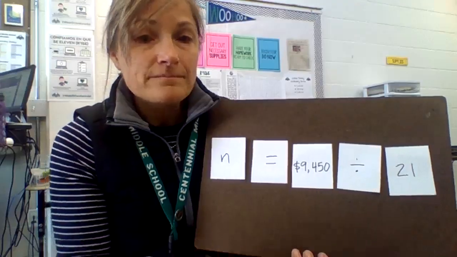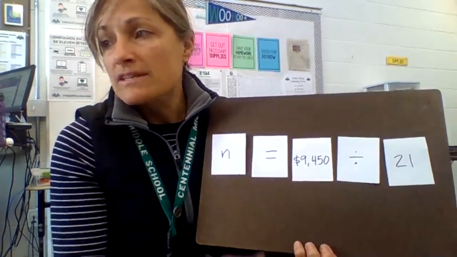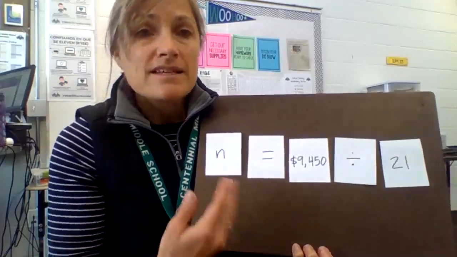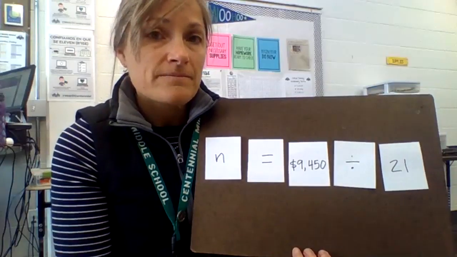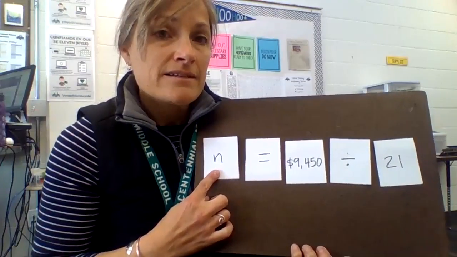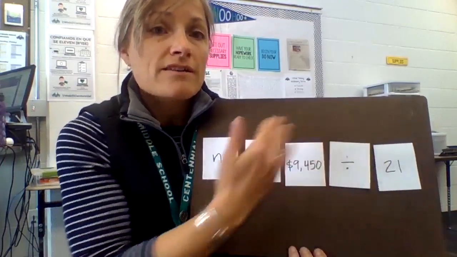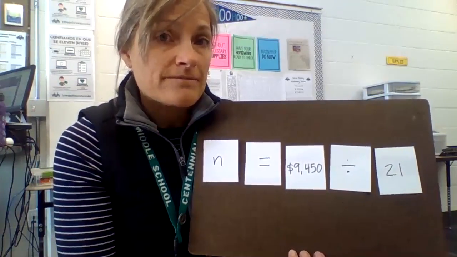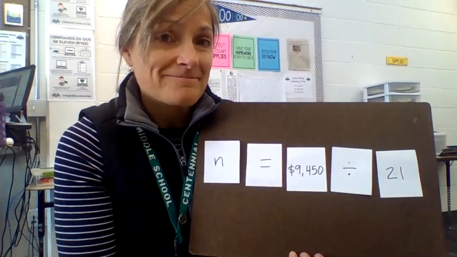Now the last one says solve the equation. Explain how you found your answer. Then it says how can you check your answer. So how can we use what we got for n to then check that we got the right answer? Maybe using our first equation. So go ahead and try that.